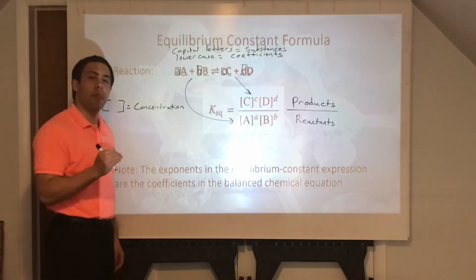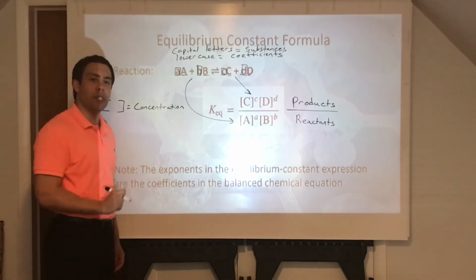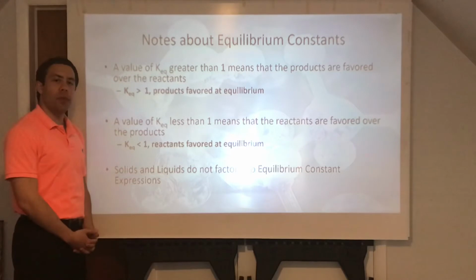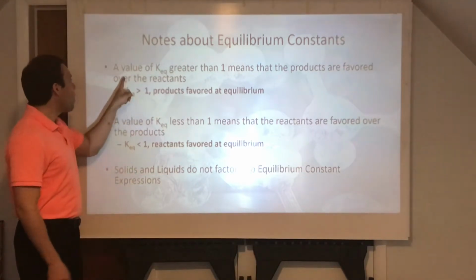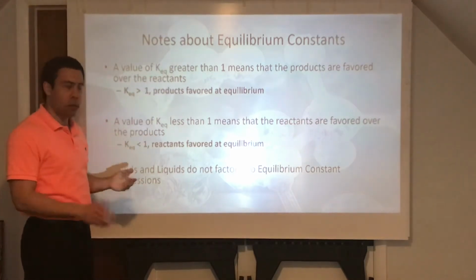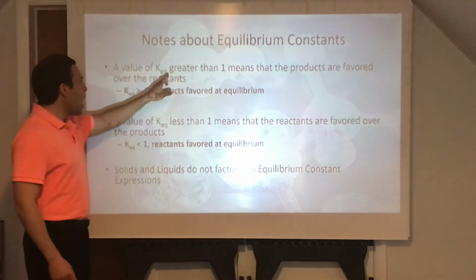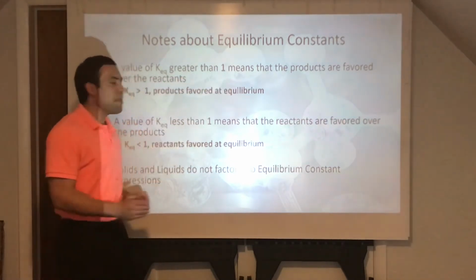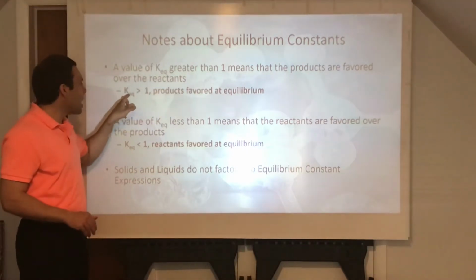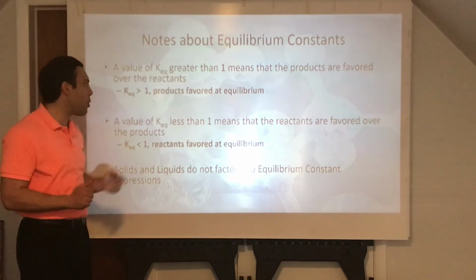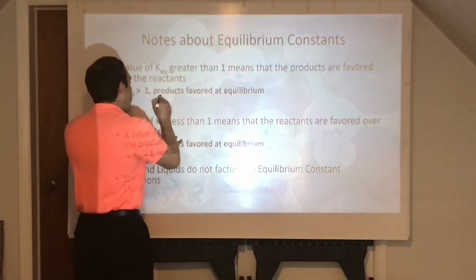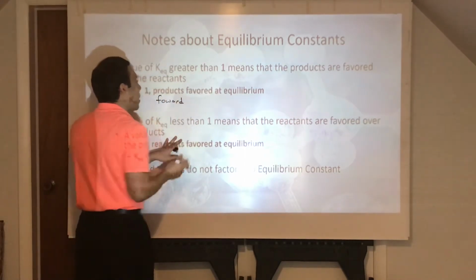But first, I have a couple notes about KEQ equations. Obviously, we're going to do some calculations today. When we do our calculation, if we get a value of KEQ, our answer, when we hit enter for the final time in our calculator, if that number is greater than 1, that means the products are favored over the reactants. In summary, a KEQ greater than the number 1 means that the forward reaction is favored.